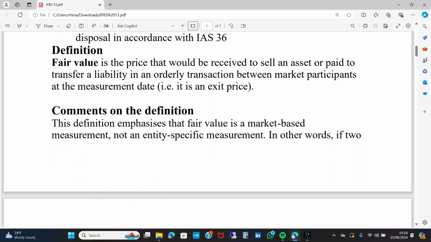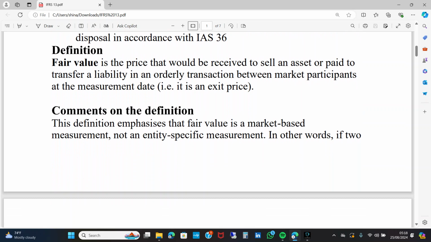What is fair value? Let's get the definition of fair value. Fair value is the price that will be received to sell an asset or paid to transfer a liability in an orderly transaction between market participants at the measurement date. I'll come again. Fair value is the price. Please know that fair value is price. It is the price that will be received when you are selling an asset or paid when you are transferring a liability in an orderly transaction between market participants at the measurement date.